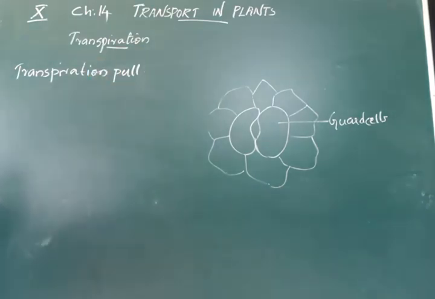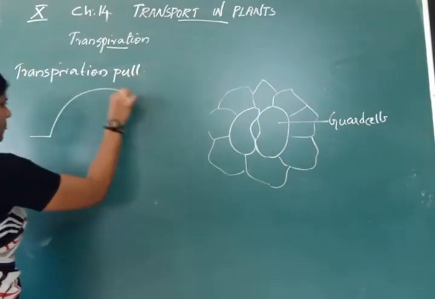Okay, what is transpiration pull? Water is evaporated from the mesophyll cells of leaves through open stomata. This lowers the water concentration in mesophyll cells. As a result, more water is drawn into these cells from the xylem present in the veins through the process of osmosis.